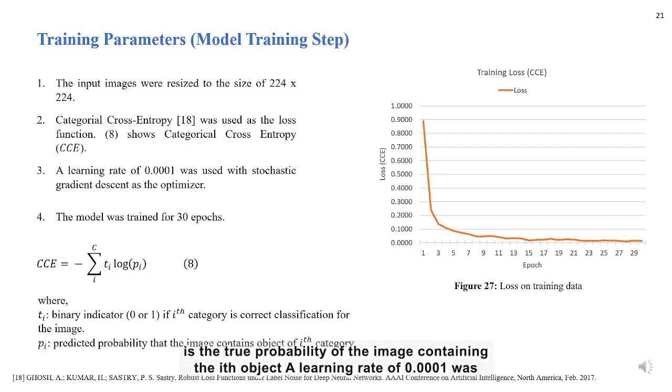A learning rate of 0.0001 was used with stochastic gradient descent as the optimizer. The model was trained for 30 epochs. Figure 12 shows the variation of loss function, namely categorical cross entropy, during the training process.